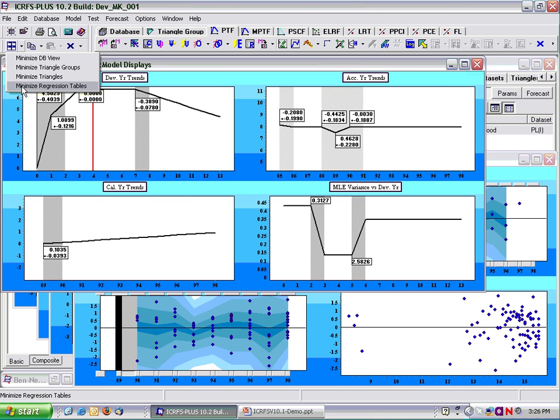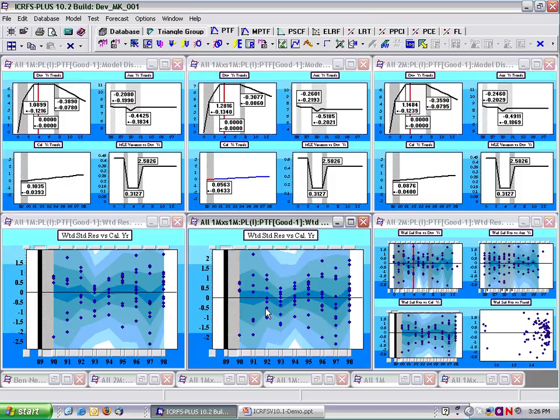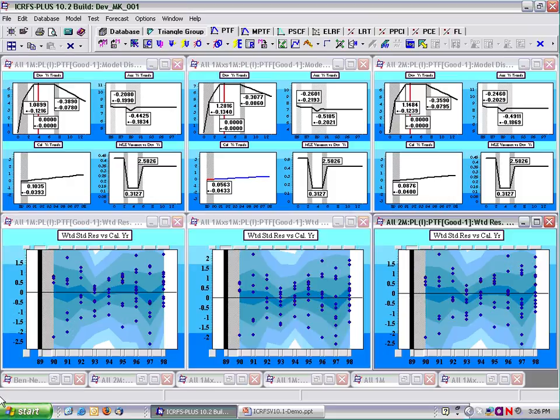If I tile vertically minimizing regression tables, if I look at the residuals, if we just examine the residuals versus calendar year, you'll see that they're very highly correlated, and in a subsequent video we'll actually calculate the correlation and we'll design one model that also relates the three triangles. You can see, for instance, the 97 calendar year is low in this particular triangle. It's also low here. It's also below the zero line mainly here.